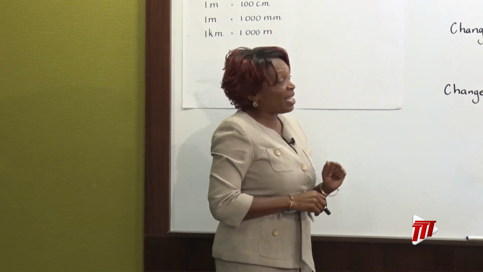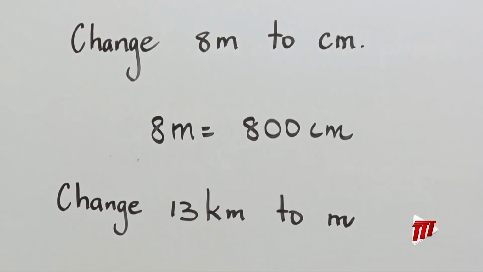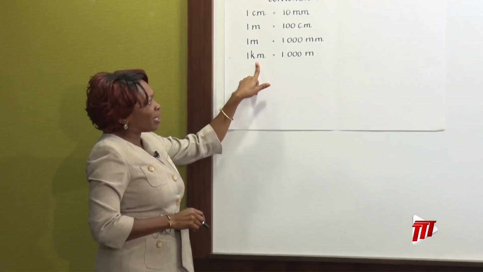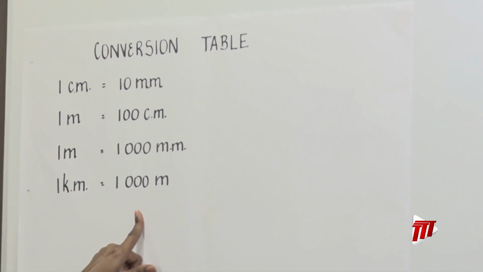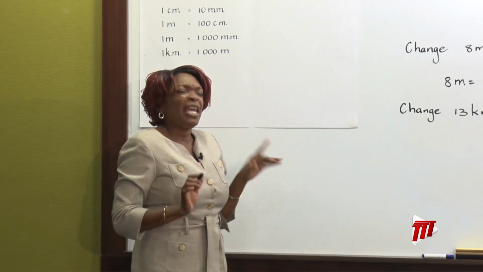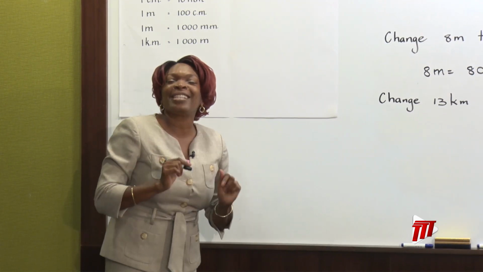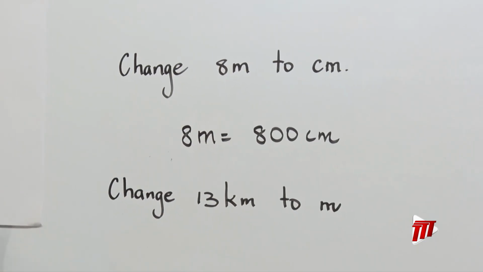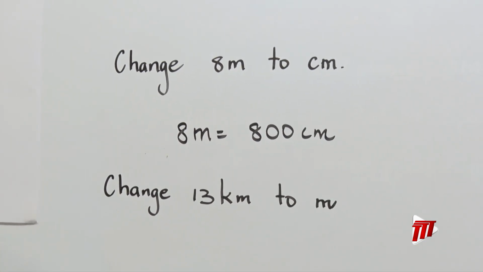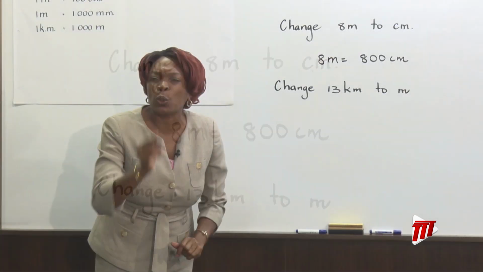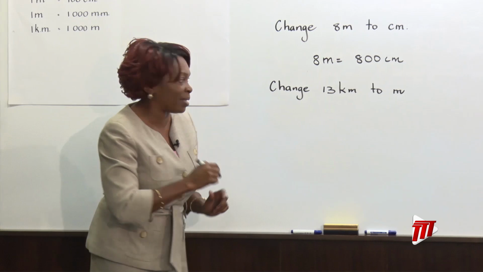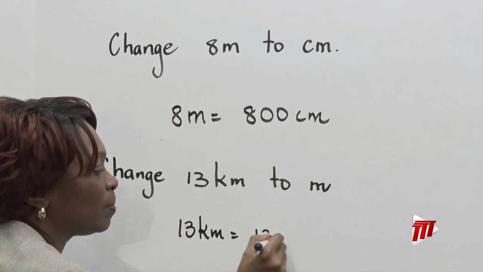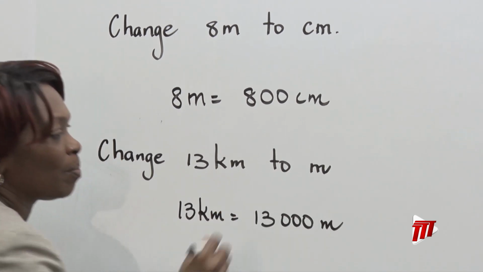All right, let's look at this one. Change 13 kilometers to meters. Let's go back to the conversion table. 1 kilometer is equal to 1,000 meters. I know you're thinking, if 1 kilometer is equal to 1,000 meters, then 13 kilometers will be equal to how many meters? I know you have it. It's right there. You are so correct. 13,000. So far, so good.